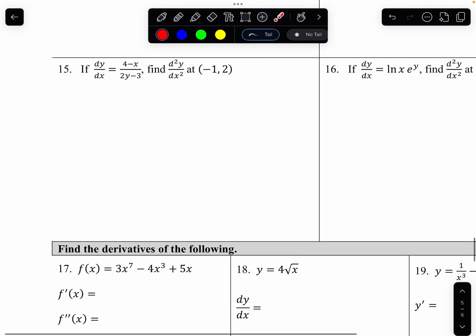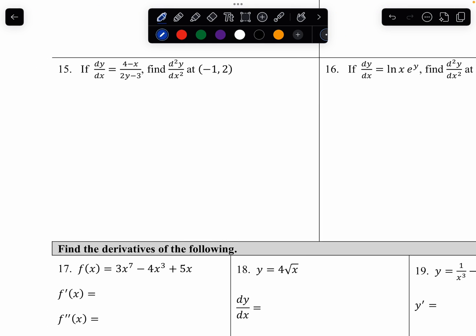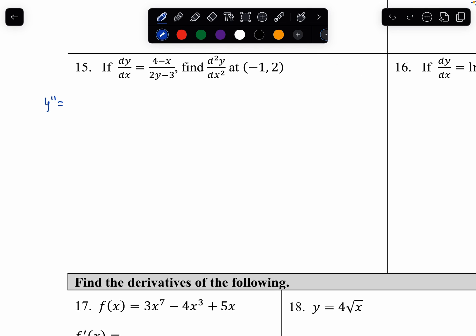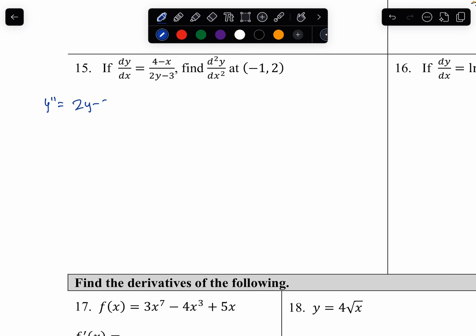For 15, we need to find the second derivative. So I'll take the derivative of this right here, which is going to require the chain rule. Not the chain rule, the quotient rule. So we'll do low d high minus high d low, which would be 2y prime, and then 2y minus 3 squared.